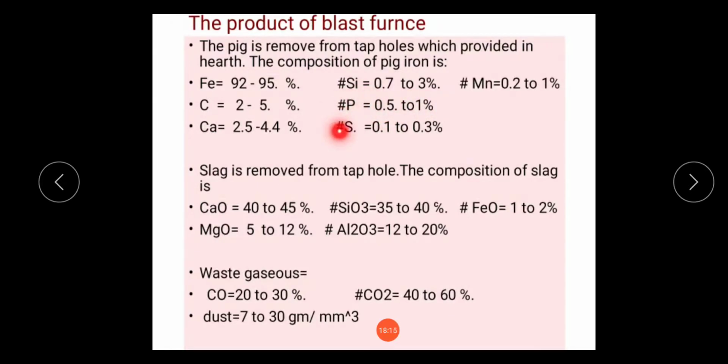Next element is sulfur. The amount of sulfur is 0.1 to 0.3%. Next element is manganese. Amount of manganese is 0.2 to 1%.